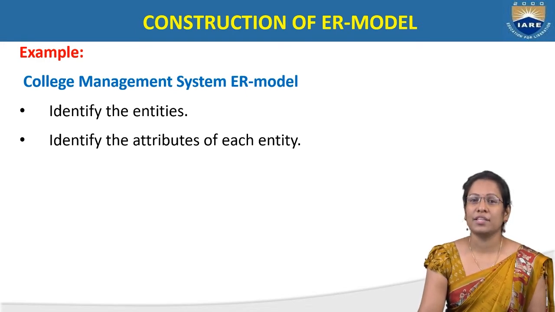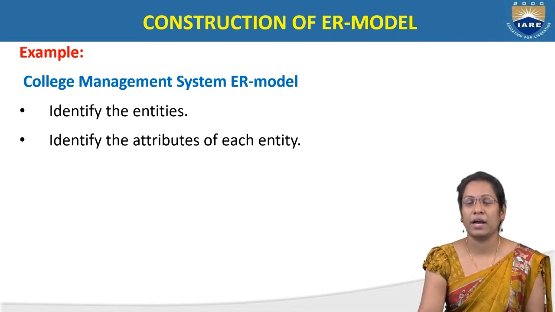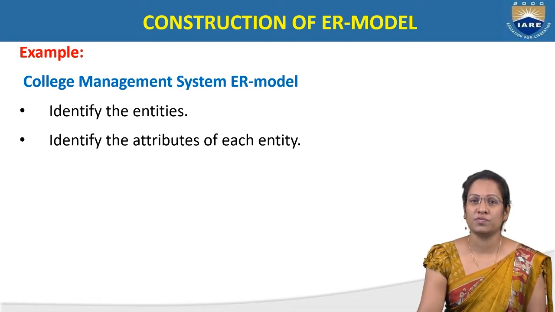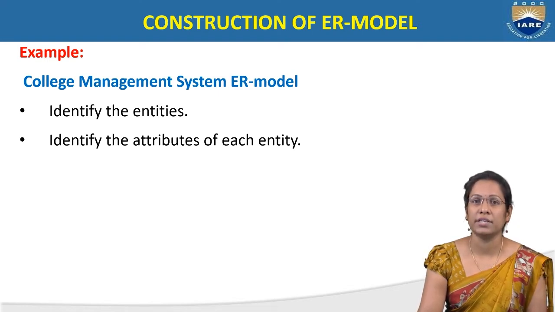Suppose I take the student. Student is an entity, and the attributes of the student are ID, name, age, date of birth. These come under the properties of the student, so those are nothing but attributes. So after finding the entities, now we need to find the attributes for each and every entity, which we discussed in step 1.